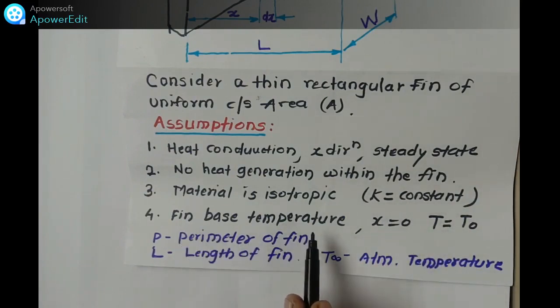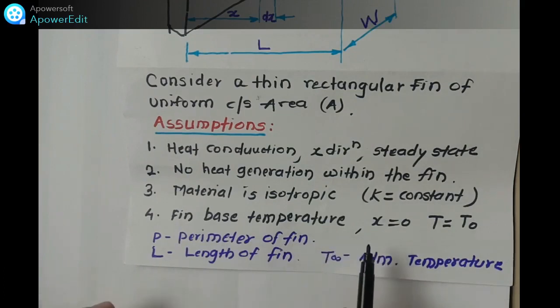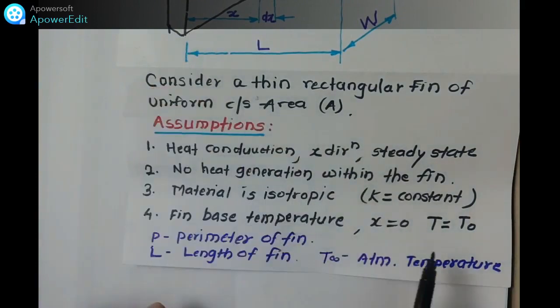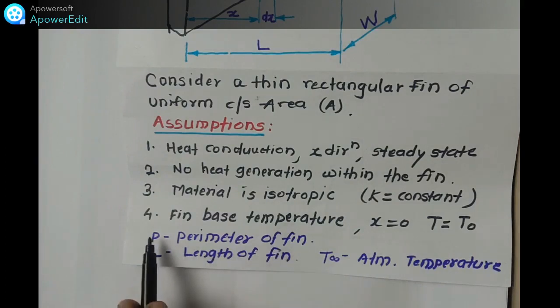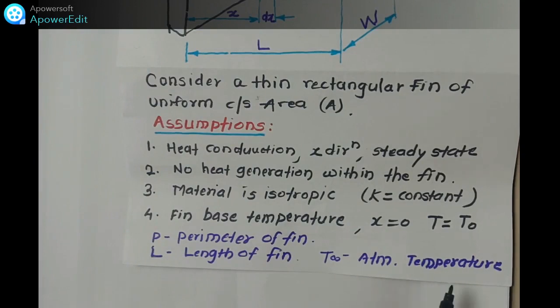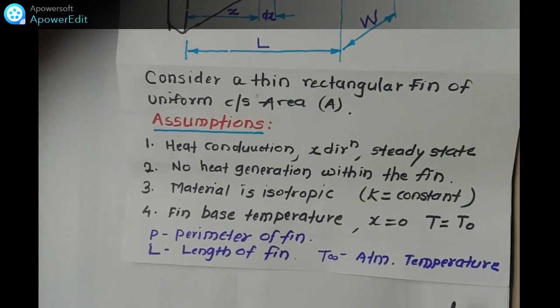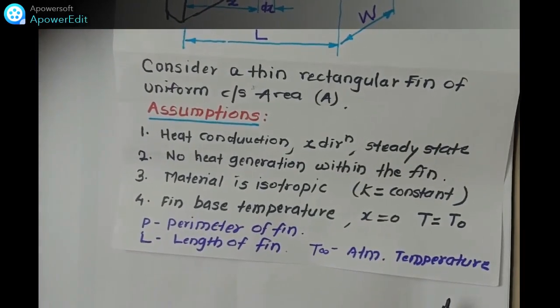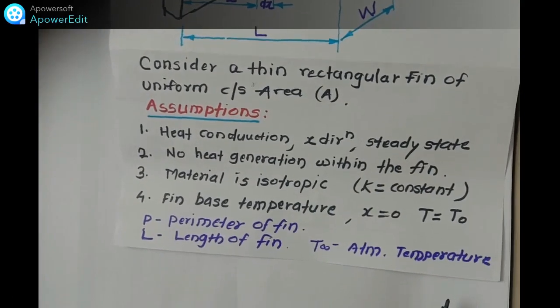The fin base temperature, at x equal to 0, at the base, is taken as T0. The perimeter of the fin is taken as P, L is the length, and T infinity is the atmospheric temperature, which we have already discussed. Now let us start the differential equation for a rectangular fin.